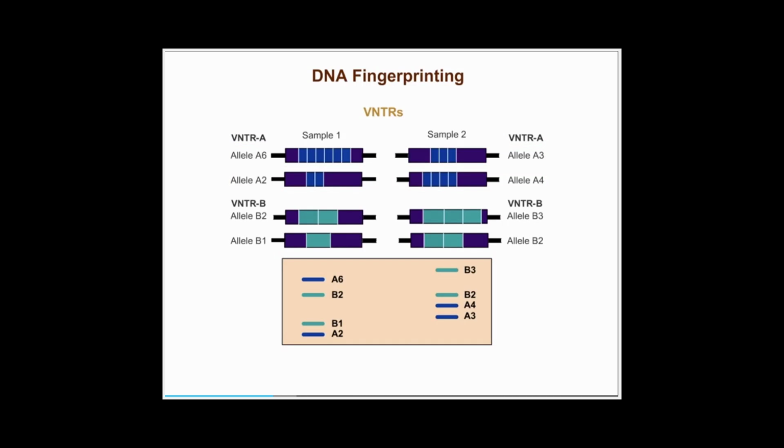VNTR sequences from different loci can be combined to create a DNA fingerprint. In this example, a second VNTR, designated VNTR-B, is used in the fingerprint. The banding patterns that result from a DNA fingerprint are highly variable. Provided that enough VNTR sites are used, each individual's pattern is theoretically unique. Here, 2 VNTRs are sufficient to determine that the 2 samples are from different individuals.